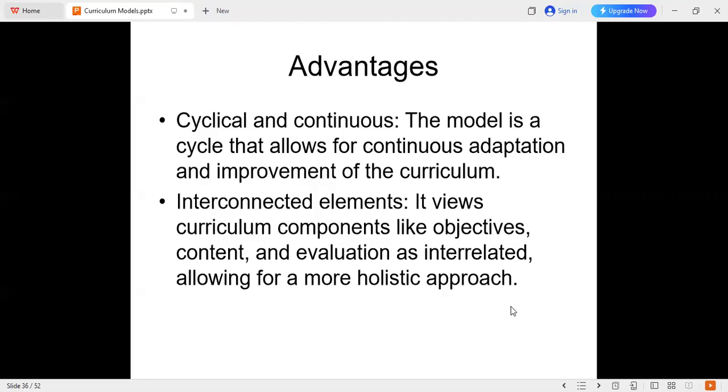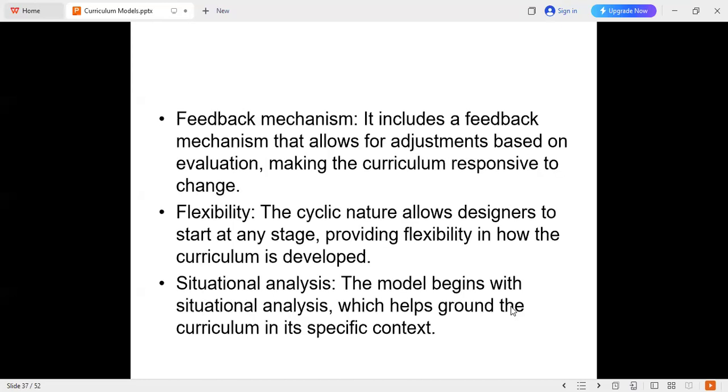Interconnected elements: it views curriculum components like objectives, content, and evaluation as interconnected, allowing for a more holistic approach. That is one advantage. We have a feedback mechanism he had introduced. That is the evaluation. It includes a feedback mechanism that allows for adjustment based on evaluation, making the curriculum responsive to change. That is a new term introduced here, feedback mechanism. We can find in Wheeler's model there is a feedback mechanism.